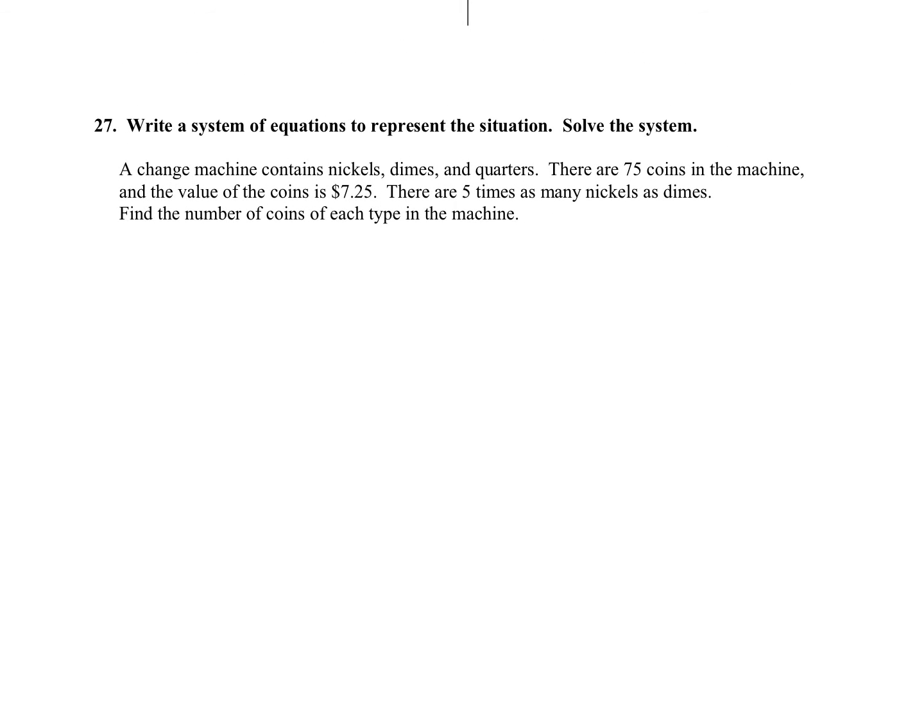All right, this one says a change machine contains nickels, dimes, and quarters. There are 75 coins in the machine, and the value of the coins is $7.25, and there are 5 times as many nickels as dimes, okay? So let's just talk number of coins, and I'm going to use Q, N, and D, okay? Quarters, nickels, dimes.